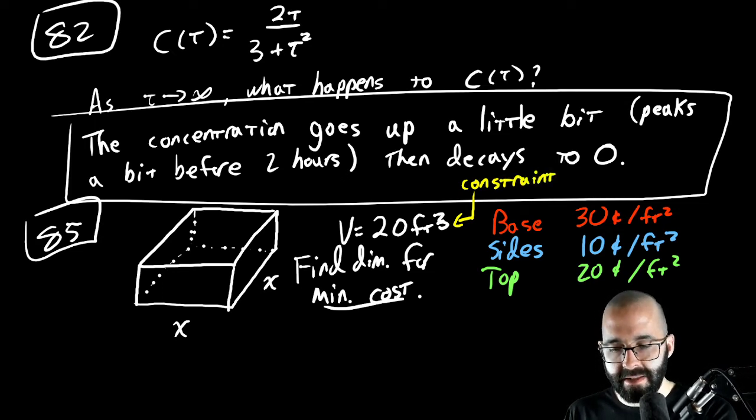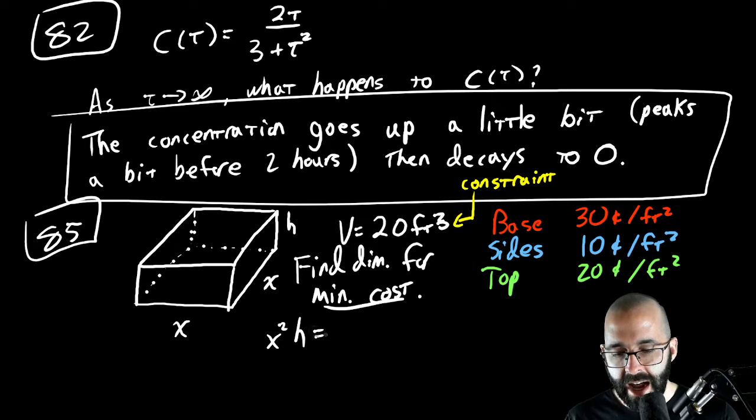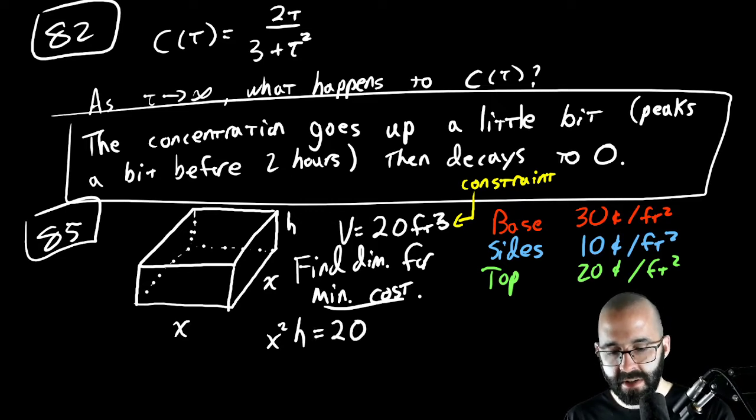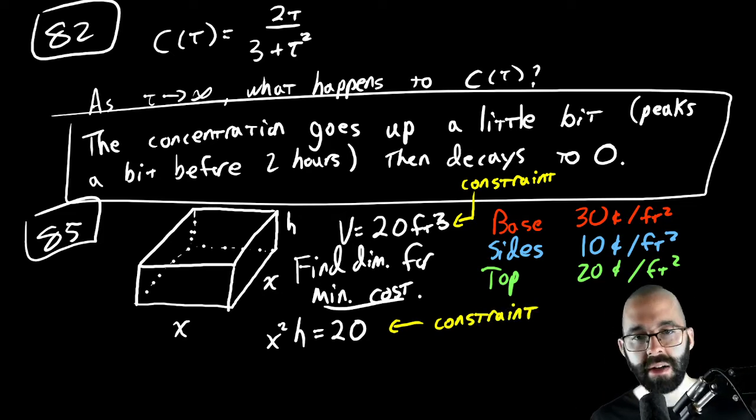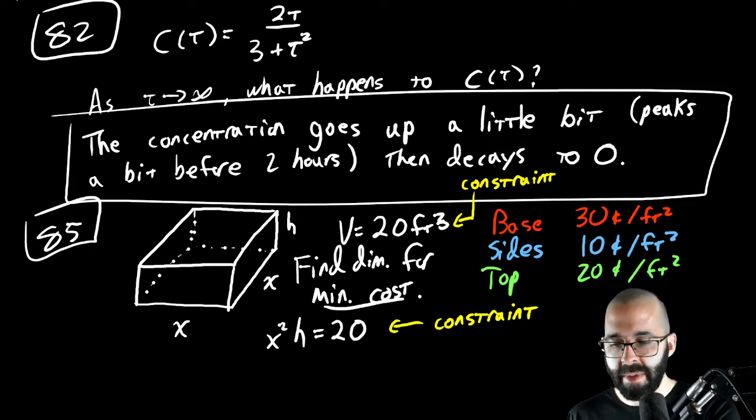We don't know what the height is of this box. Let's just call it h. We don't know what it's going to be. So the volume, which is x squared times h, the volume of a box, length times width times height, has to equal 20 feet cubed. Again, this is still the constraint. This is our requirement. We need a 20 cubic feet box. And what's our cost? Our cost is a thing we're trying to minimize.